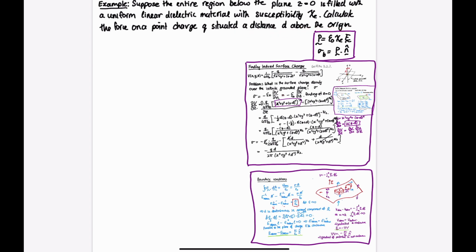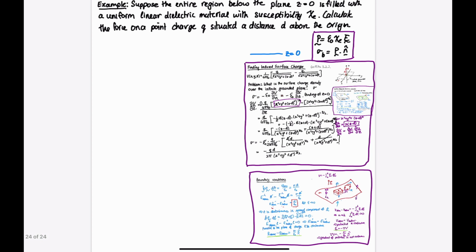Okay, so let's start by drawing a diagram showing what's going on. We've got Z is equal to 0 here, and below that we've got our dielectric down here with some known susceptibility. And what we're considering is a point up above it here, a distance D above it with charge Q. And what we're asking is what's the force on this point charge here?